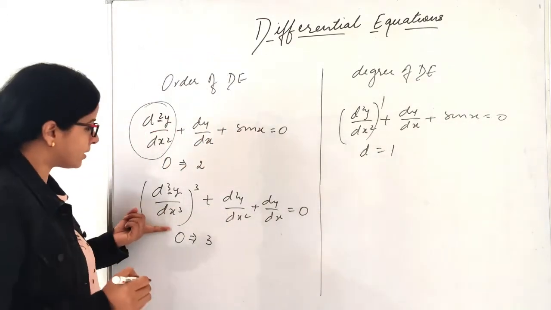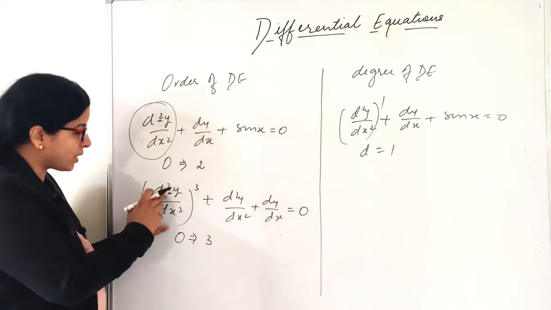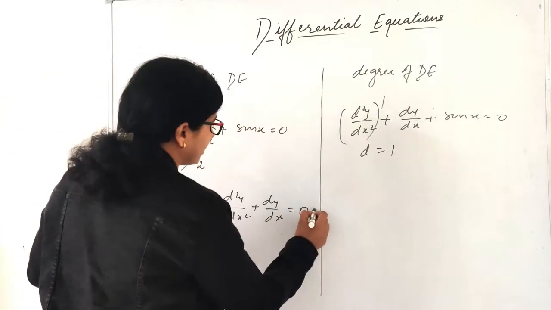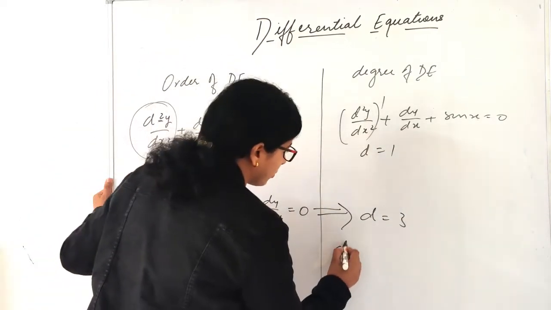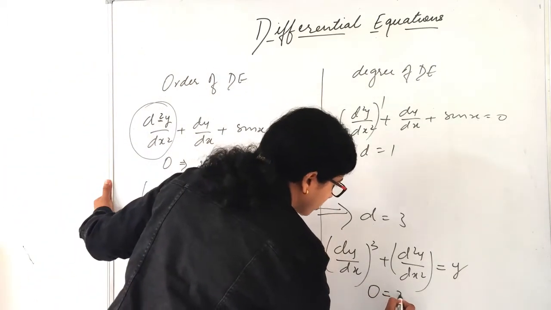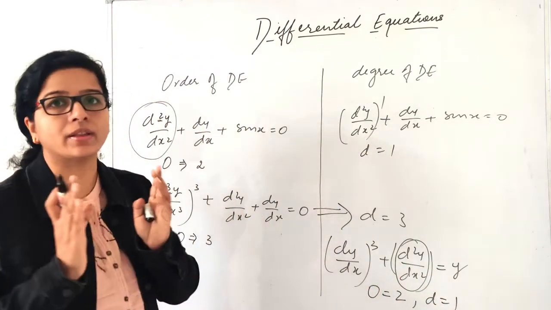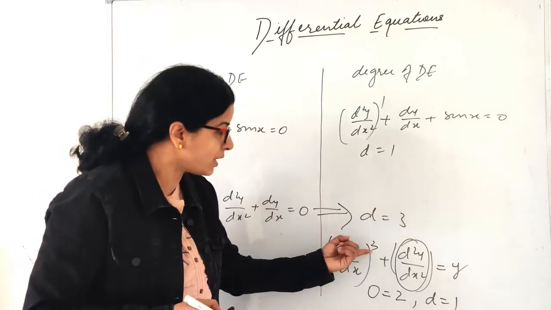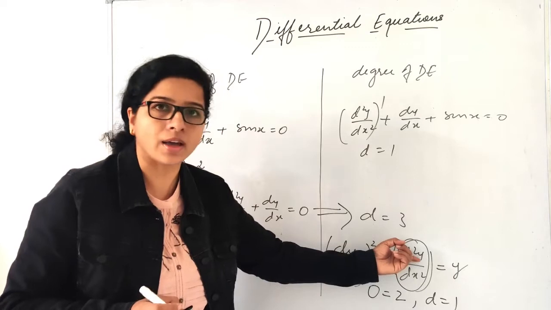If we check this equation, the highest order derivative is 3 and its degree is 3. So in this equation the degree becomes 3. In the earlier case, the order is 2 and the degree is 1. We always have to check the degree of the highest order derivative. It doesn't mean that because there is a 3 here, the degree becomes 3.